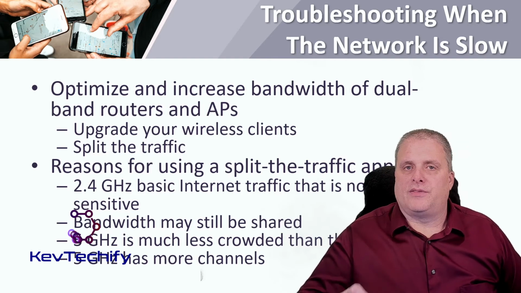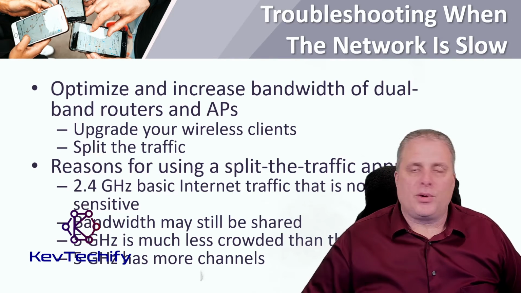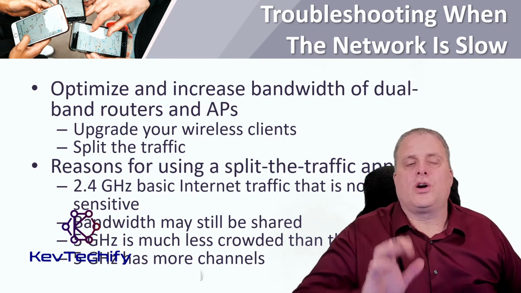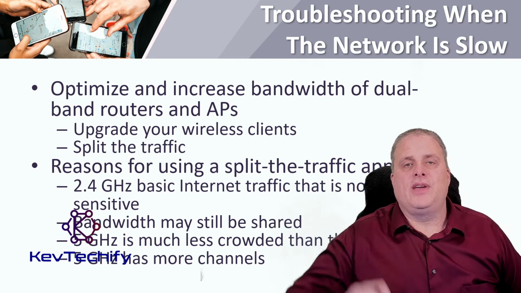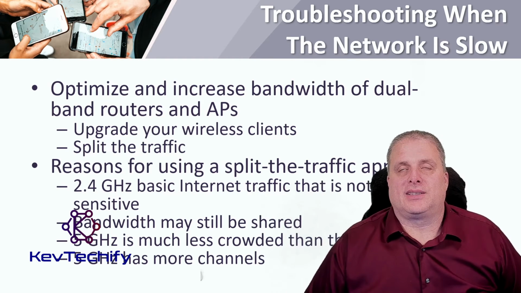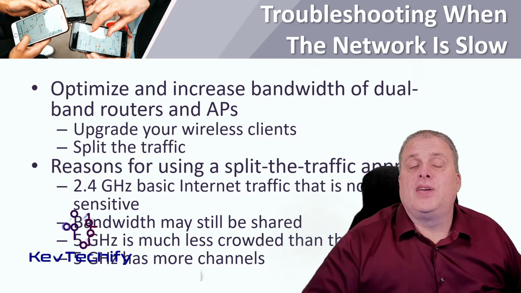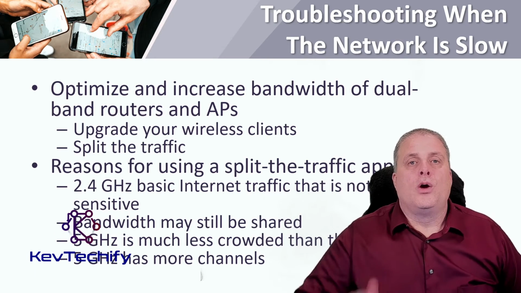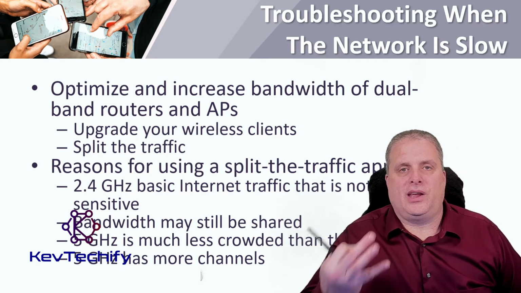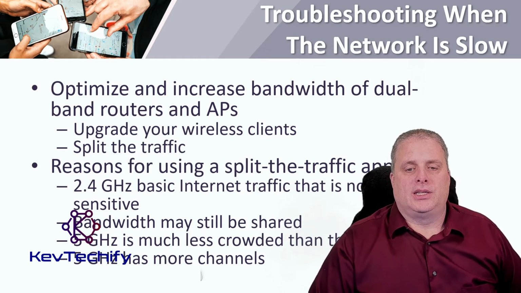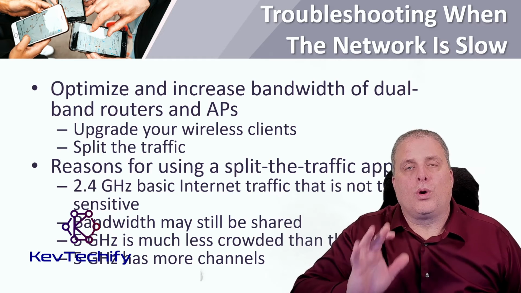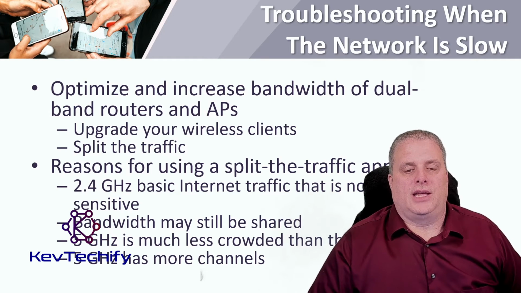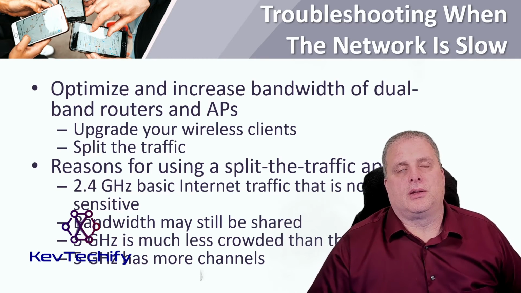It is less crowded than the 2.4 gigahertz. Remember, microwaves and wireless phones all operate in the 2.4 gigahertz, and so they're causing interference. Moving to the 5 gigahertz gets away from some of that interference. Plus, 5 gigahertz has more channels. It has 8 usable channels, where 2.4 gigahertz really only has 3 usable channels. And so there is much more room in the 5 gigahertz, and that's why they say 5 gigahertz is less crowded.